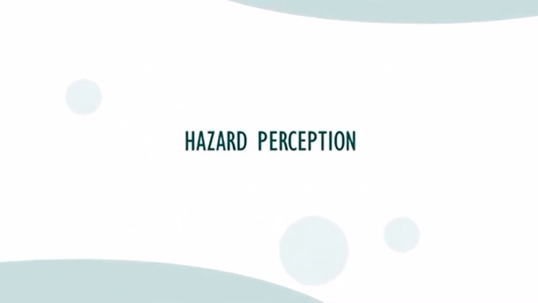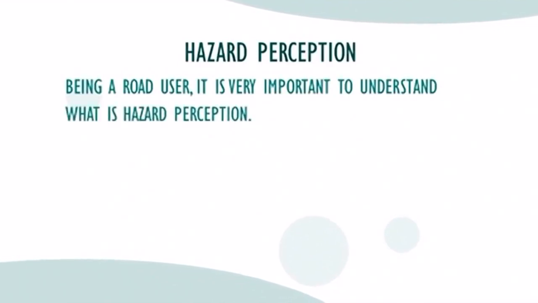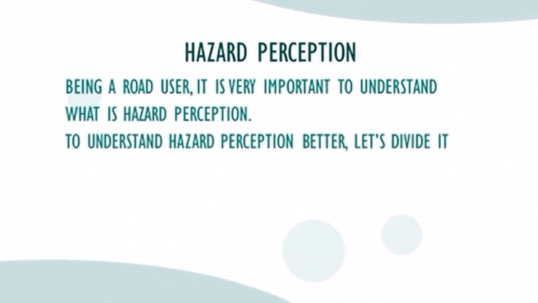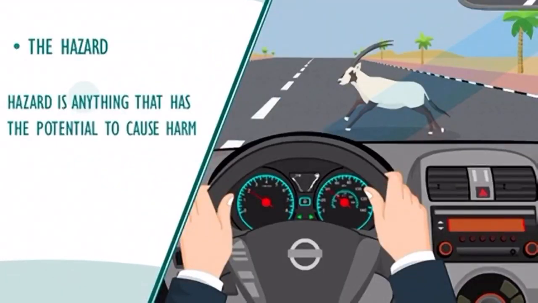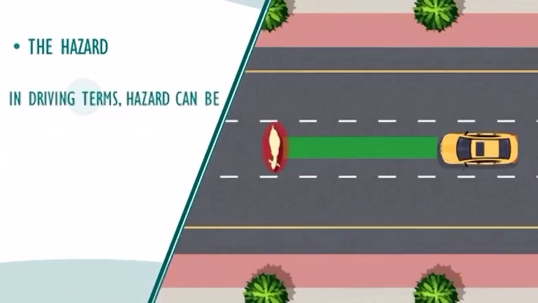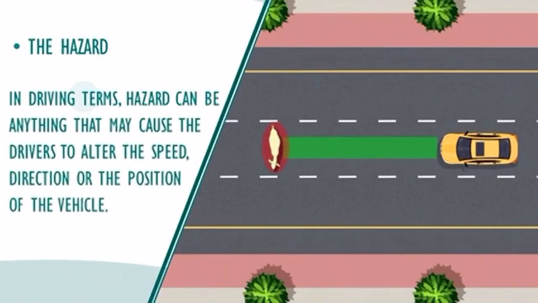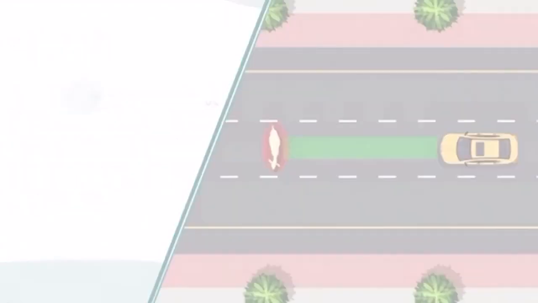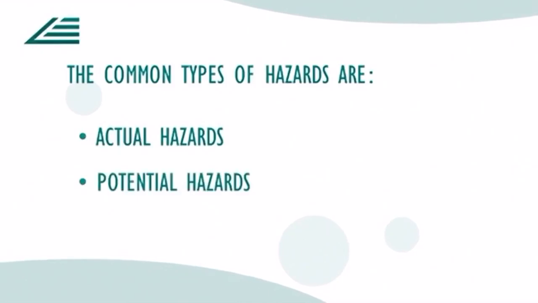Hazard perception. Being a road user, it is very important to understand what hazard perception is. To understand hazard perception better, let's divide it into two parts: the hazard, the perception. Hazard is anything that has the potential to cause harm. In driving terms, a hazard can be anything that may cause the driver to alter the speed, direction, or the position of the vehicle. The common types of hazards are actual hazards and potential hazards.